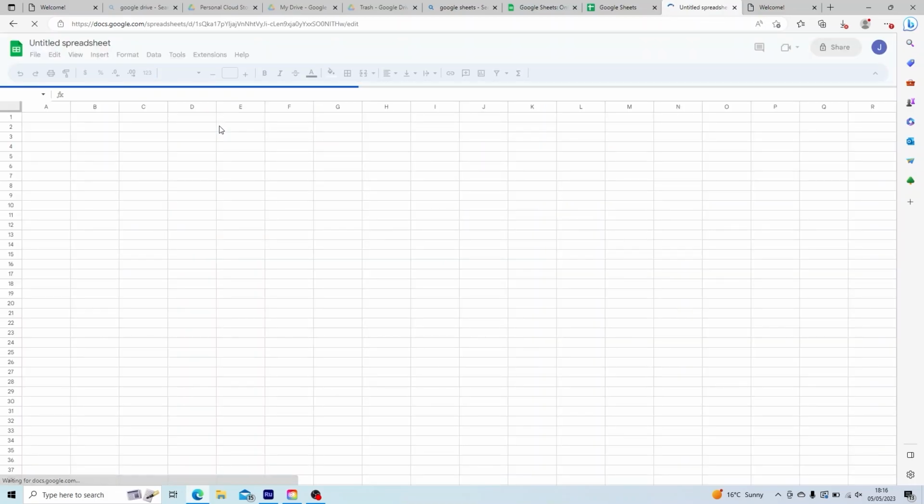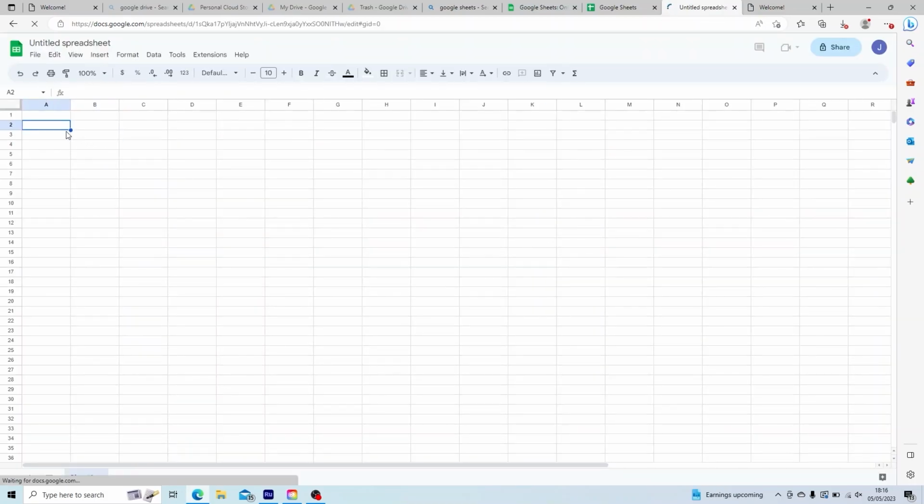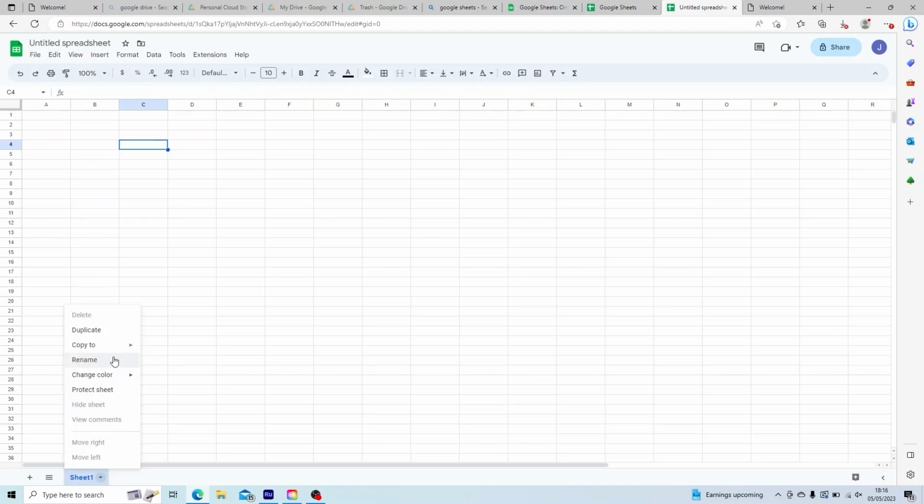I always like to keep the first page nice and clean, just because I end up trying to summarize things all onto this page. So I'll add a new sheet. But whilst I was doing this, I was trying to remember how to do it. I was trying to find the keyboard shortcuts, but I couldn't see it.